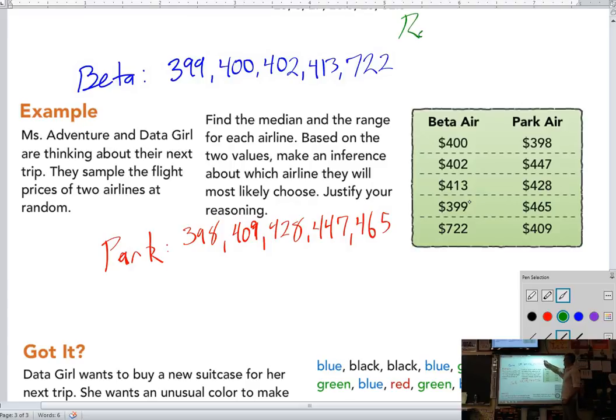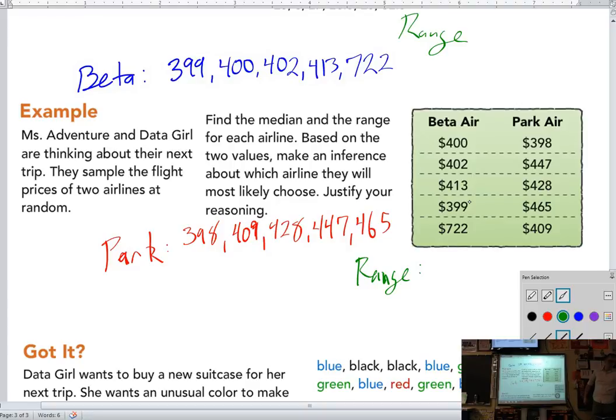So we want to talk about the range of these airlines. The range tells you how much that price varies. So if your prices are closer, you'll have a smaller range. If your prices are far apart, you'll have a bigger range.